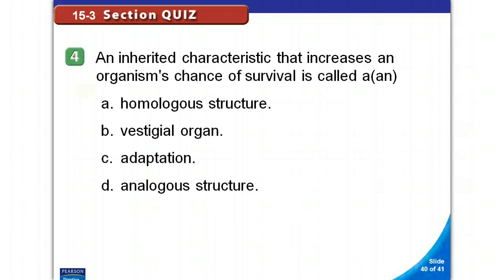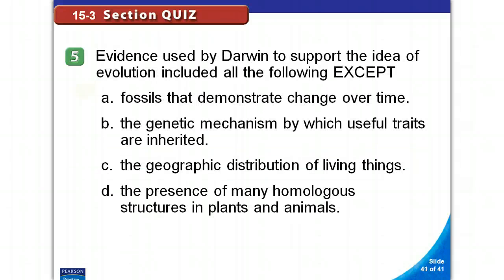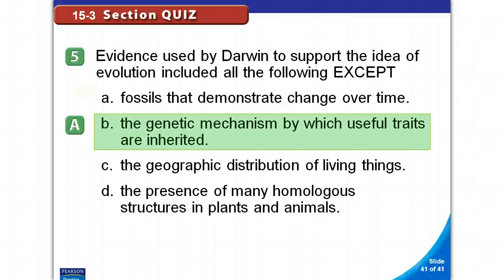An inherited characteristic that improves an organism's chance of survival is called an adaptation. Evidence used by Darwin to support the idea of evolution included all of the following except the genetic mechanism by which useful traits are inherited. This is the end of our section.